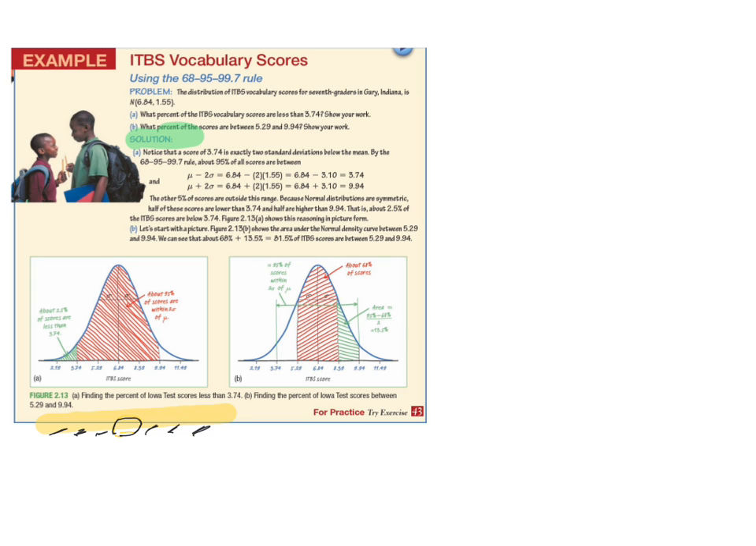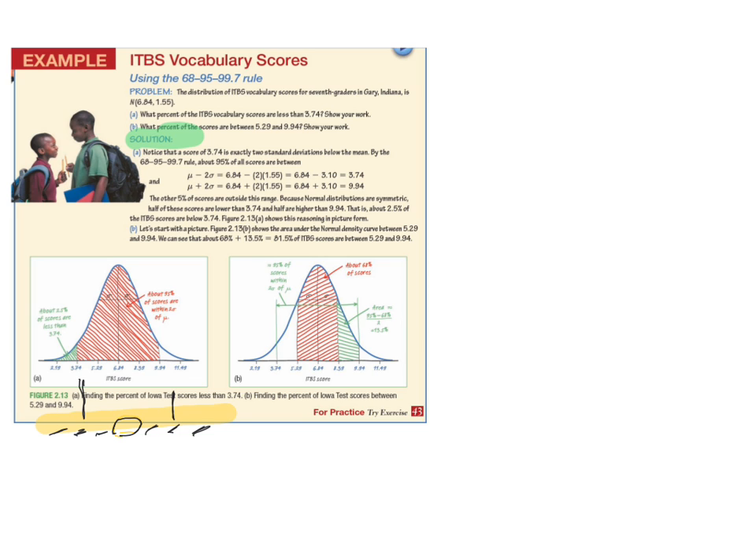So the first question is, what percent of the ITBS vocabulary scores are less than 3.74? Show your work. So we can see that 3.74 is right here, okay? And we know that that's 2 standard deviations away from the mean. Now they do something tricky. They don't just ask what is in between the 2, because that would easily be 95%. They say, what's less than 3.74?